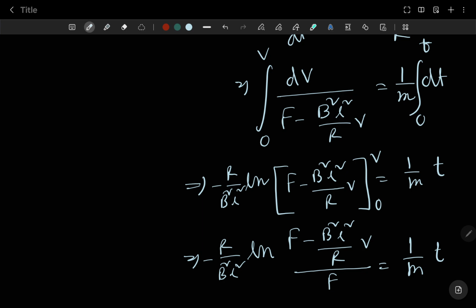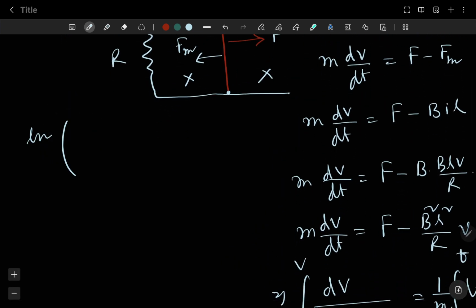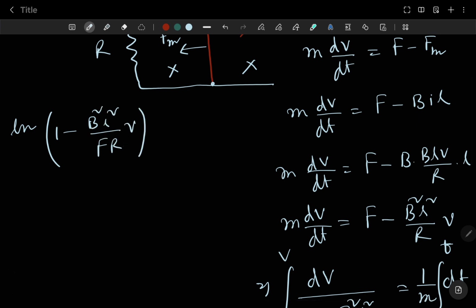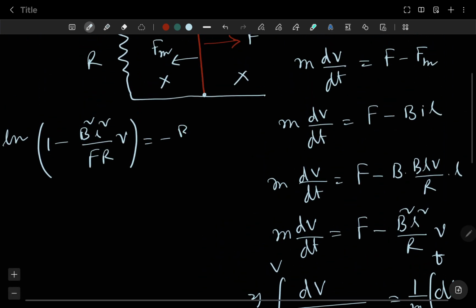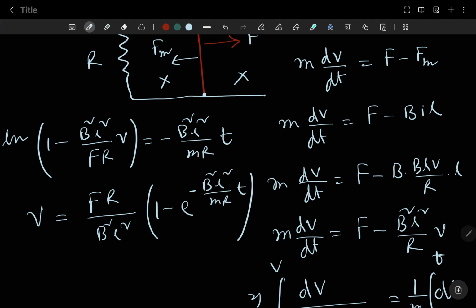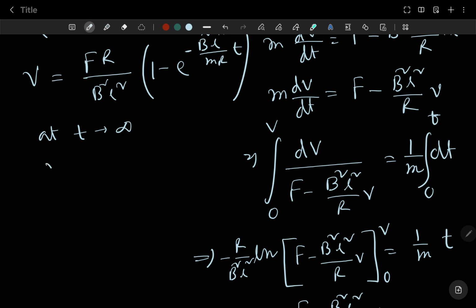So we can write it like this, log of 1 minus B square L square by FR into V, equals minus B square L square by MR into T. So V will be FR by B square L square into 1 minus e to the power minus B square L square by MR into T. Okay, so after a long time, V will reach a constant value known as the terminal velocity, FR by B square L square.